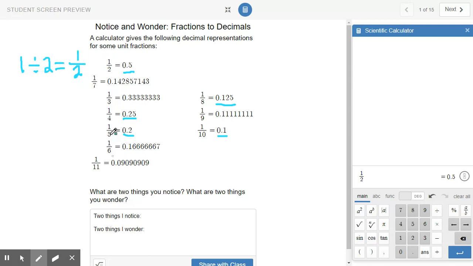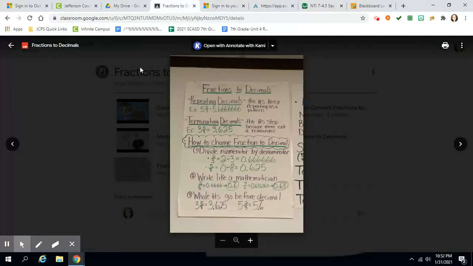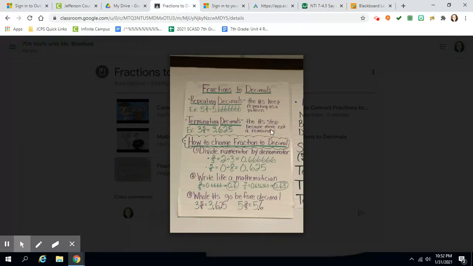Now, let's take a look. Remember I talked about these here in the blue. These are simple decimals, and we actually are going to call these terminating decimals because, well, they're terminating because they stop. The word terminate means to stop, right? So if we take a look again at this anchor chart, it's going to tell us terminating decimals, the numbers stop because there isn't a remainder. And I'll show you what that means here in a second.